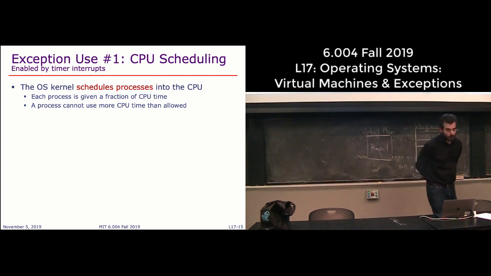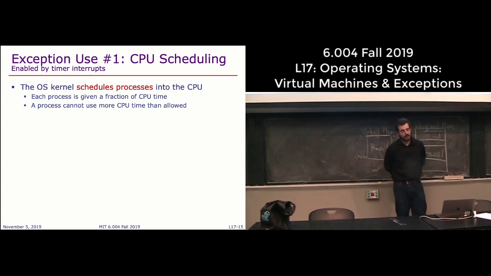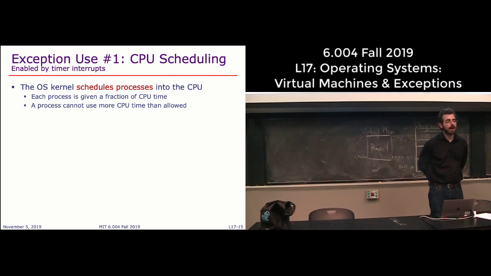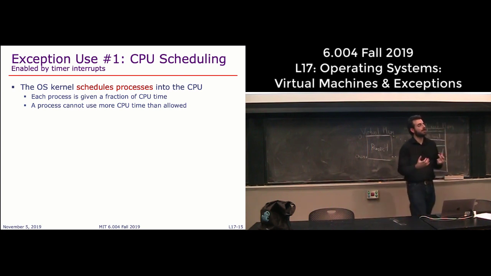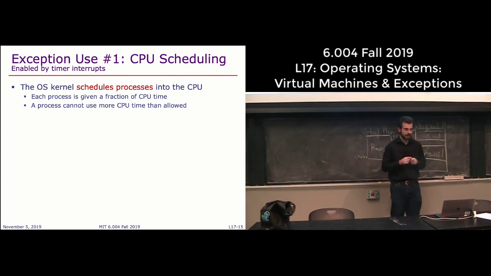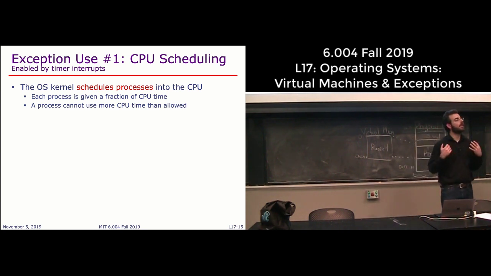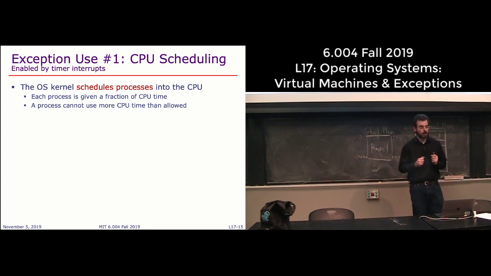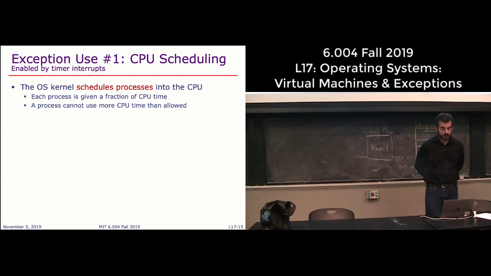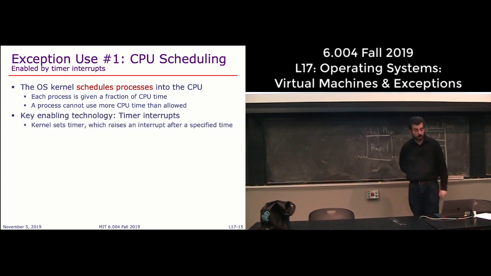Okay, so we're going to see 3 different use cases for exceptions. The first and the second case are directly involved in creating this virtual CPU, in virtualizing the CPU. The first use is CPU scheduling. Remember, one of the key functionalities of the operating system is that we need to time multiplex each CPU across multiple processes, right? So each process is going to take a fraction of the CPU time, and it cannot take more than it should.